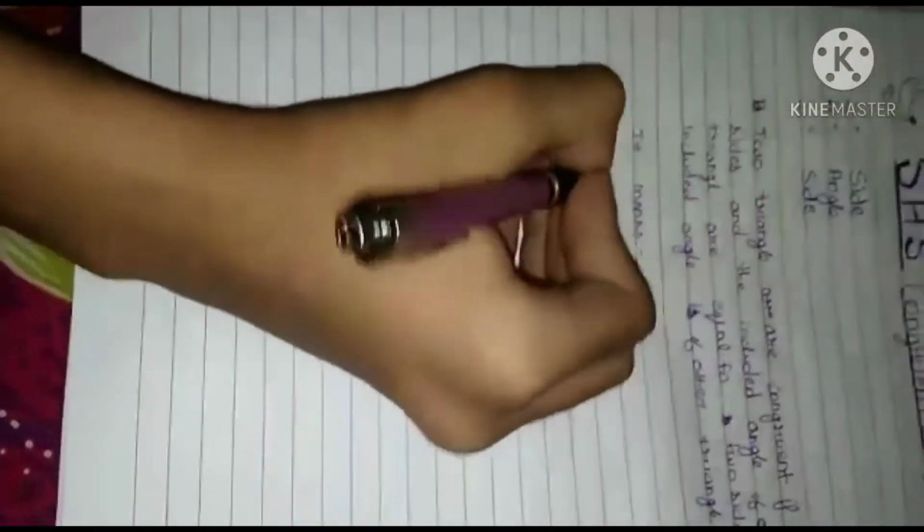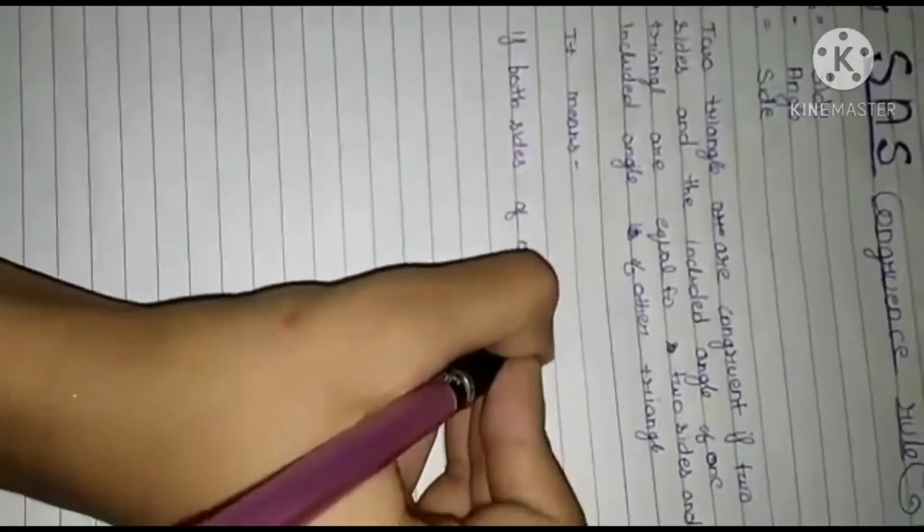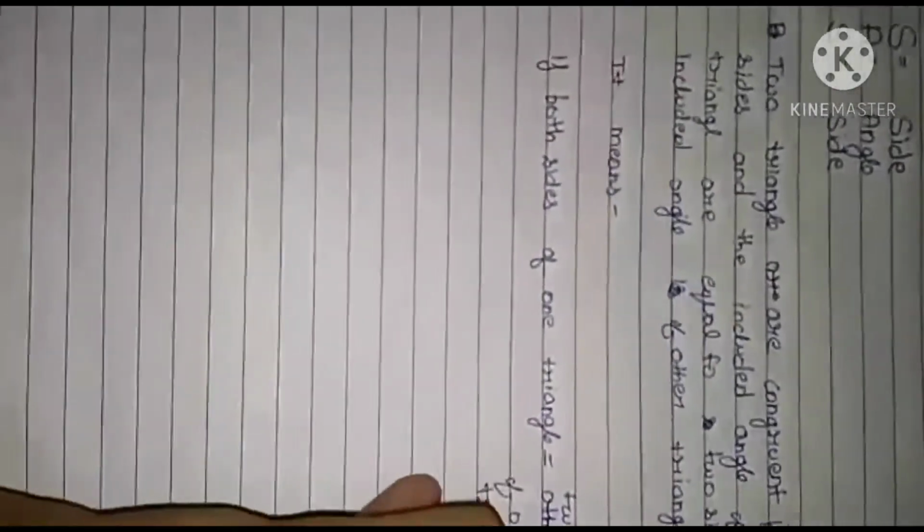So it means if two sides of one triangle are equal to two sides of the other triangle, the triangles would be said to be congruent.